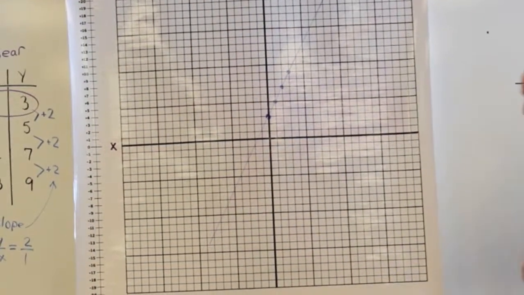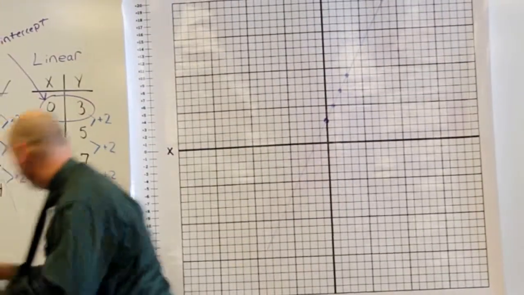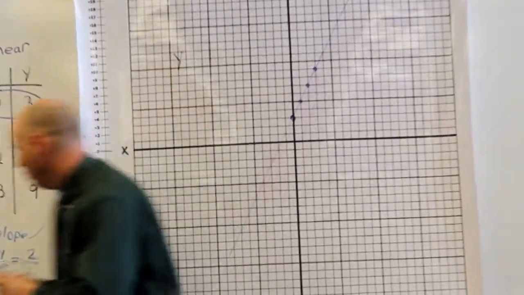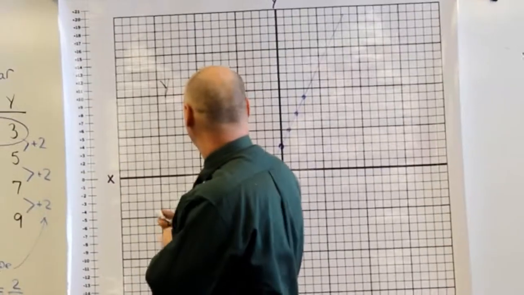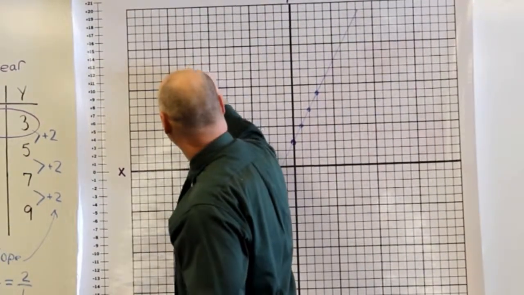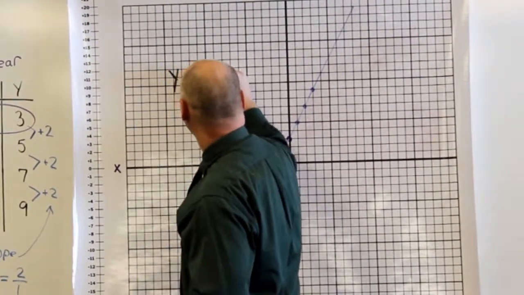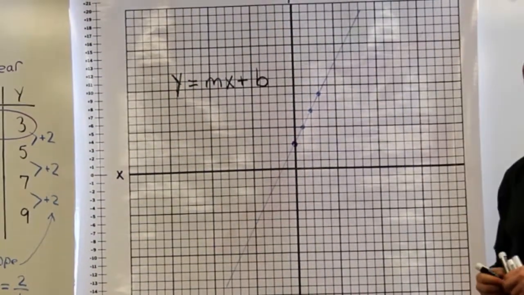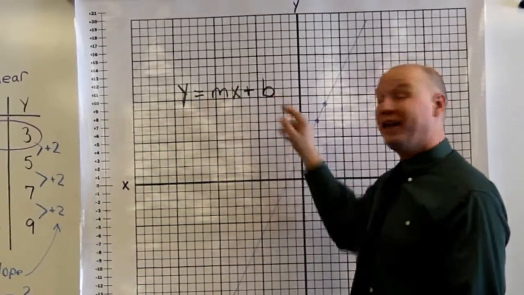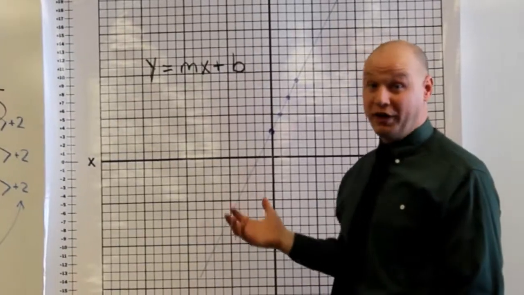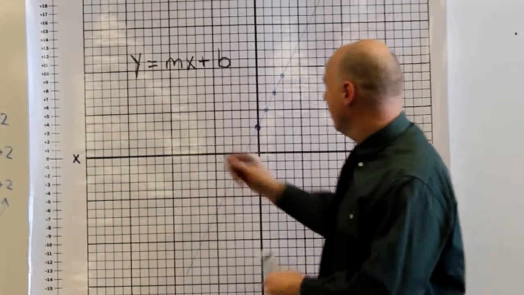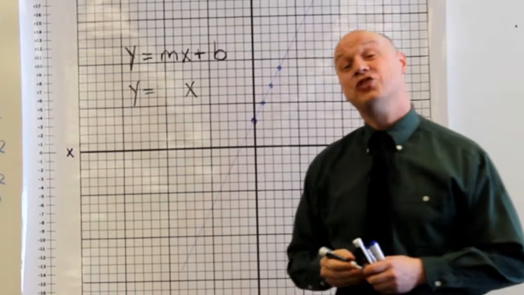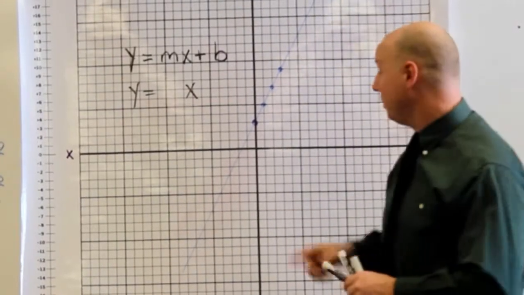When we write our equations, y equals mx plus b is slope-intercept form. And it's a way to write an equation. Now, m represents the slope. And the slope in this case was 2.